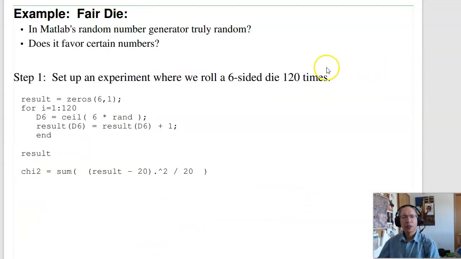Previously, we looked at how to roll dice in MATLAB. I can use the function rand that generates a number between 0 and 1. 6 times rand is a number between 0 and 6. Ceiling rounds up, so this gives me the number 1 through 6. That's a 6-sided die. Is that really a uniform distribution?